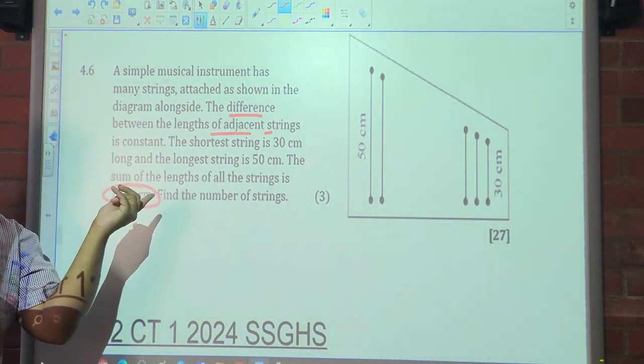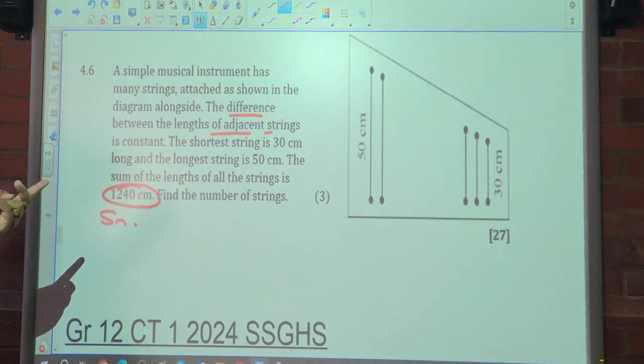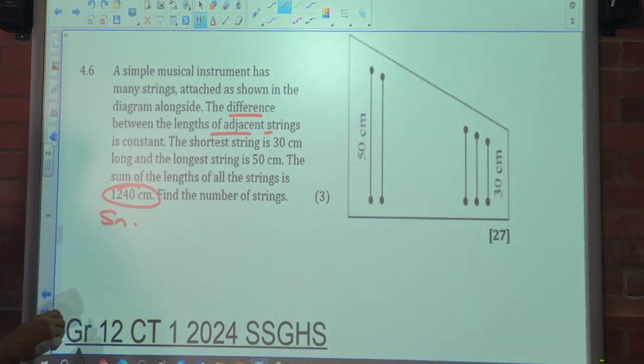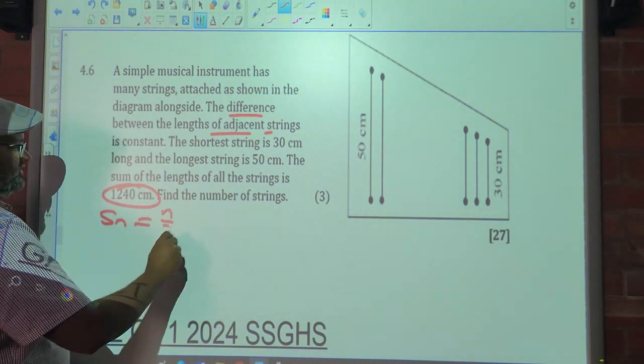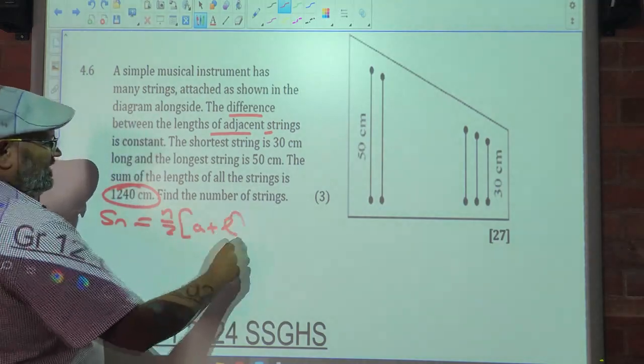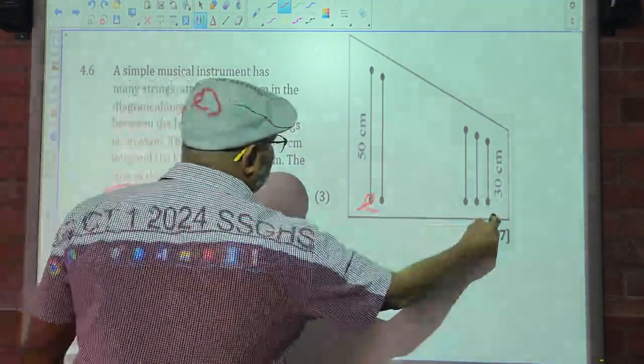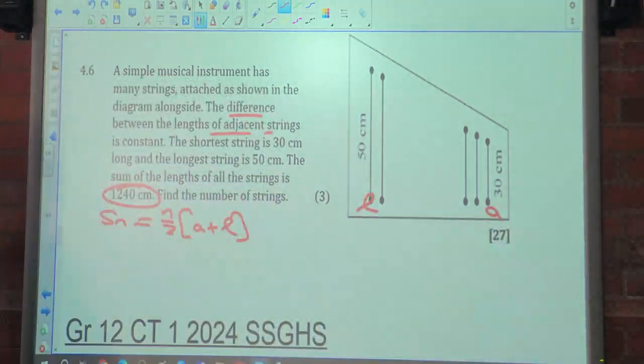The one that we just used, Sn is equal to n over 2 into 2a plus (n minus 1)d, or Sn is equal to n over 2 into (a plus l). Why a plus l? I've got the last and the first, or the first and the last, vice versa. You see that, people?